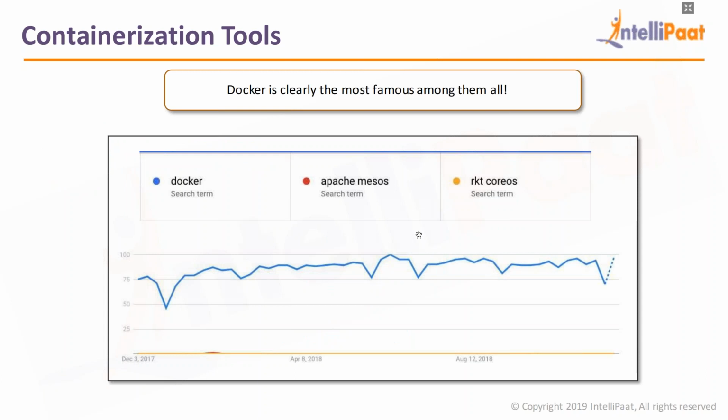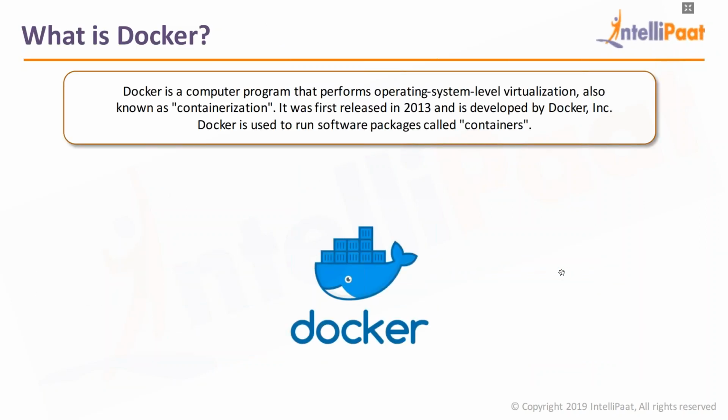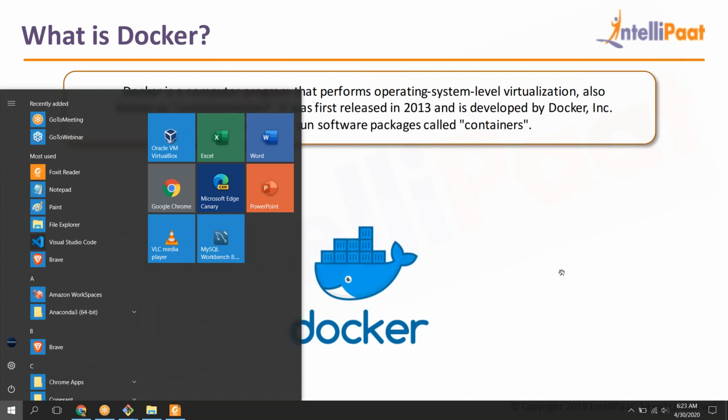You will not be able to find a graph for them here, but for Apache Mesos and RKT CoreOS, Docker is huge in demand. You can see Docker is quite in demand. So what is Docker? Docker is a computer program that performs operating system level virtualization, also known as containerization.